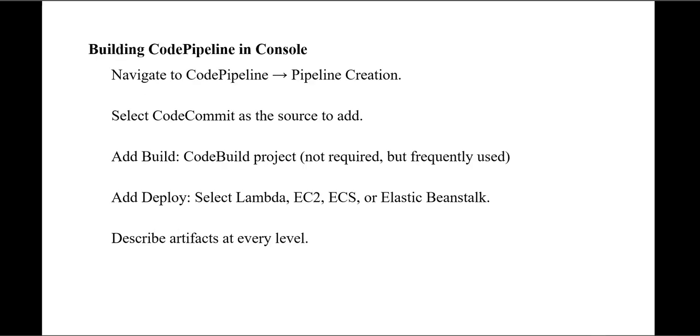Building CodePipeline in the console. Navigate to CodePipeline and start pipeline creation. Select CodeCommit as the source to add it. Add build. A CodeBuild project is not required but frequently used. Add deploy. Select Lambda, EC2, ECS, or Elastic Beanstalk. Describe artifacts at every level.